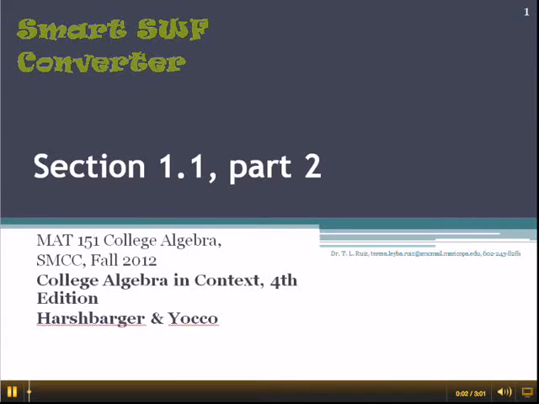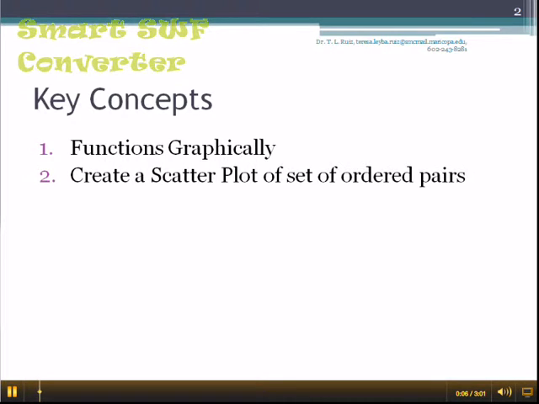Welcome to Part 2 of Section 1.1. In this section, we will be looking at functions graphically, and we will learn how to create a scatter plot given a set of ordered pairs.